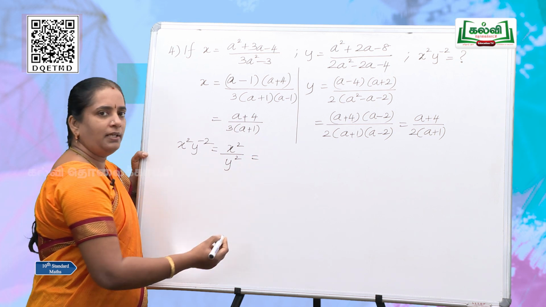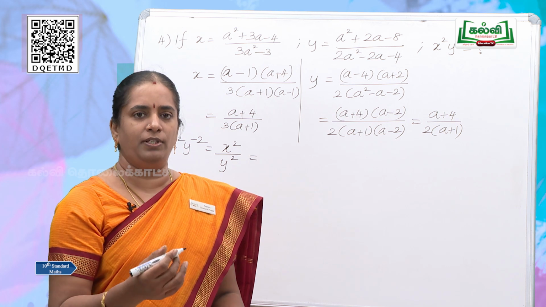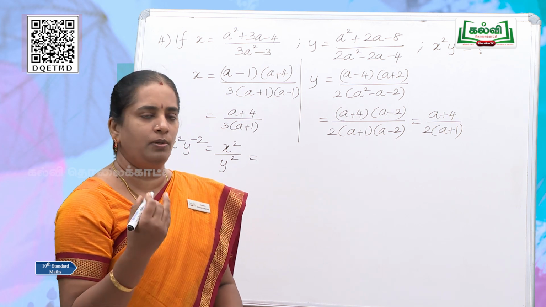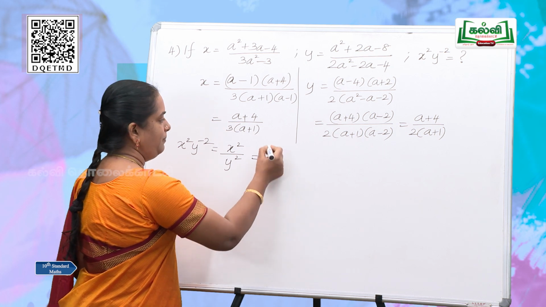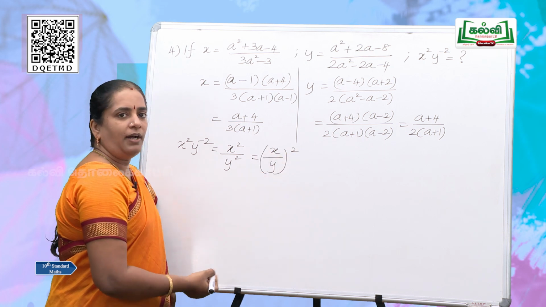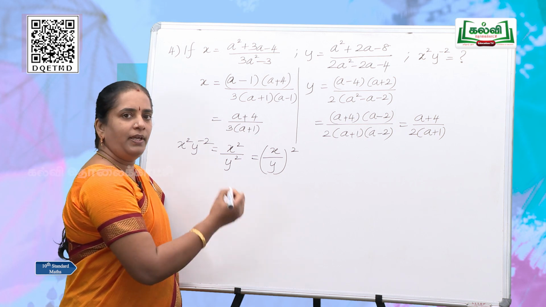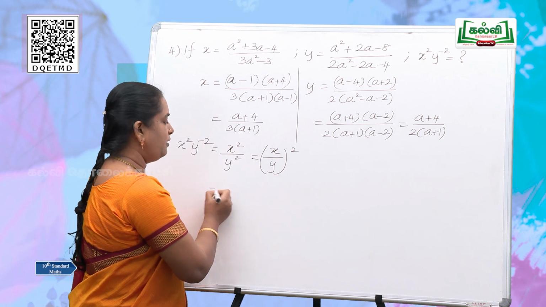And one more thing, a power m by b power m is equal to a by b the whole power m. You know that law also. So, we can simplify this as x by y the whole square. After making it simpler, we can apply the values of x and y.